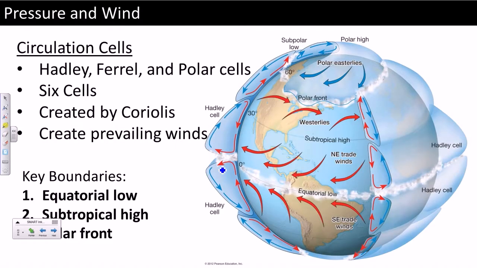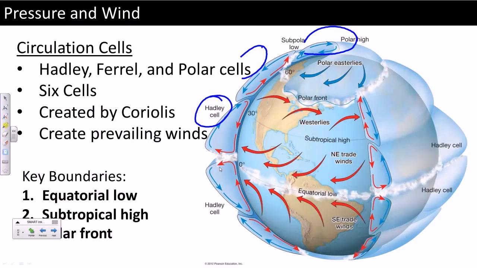The diagram on the right is pretty complicated, and what it's showing us are what we call six circulation cells: the Hadley cells, the Ferrel cells, and the polar cells. The Hadley cell is down here close to the equator. The polar cell is up here, and then the Ferrel cell is in the middle. And these cells are a function of a number of variables that are acting on the Earth and its atmosphere at one time. One of those is the rotation of the Earth and the Coriolis effect.